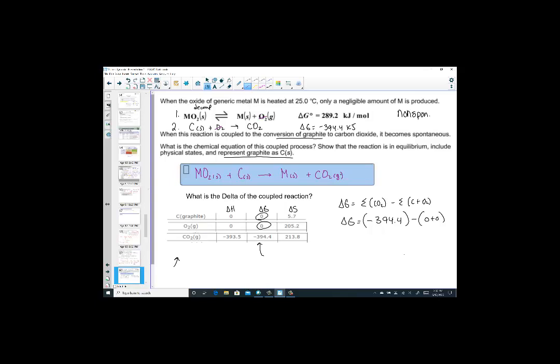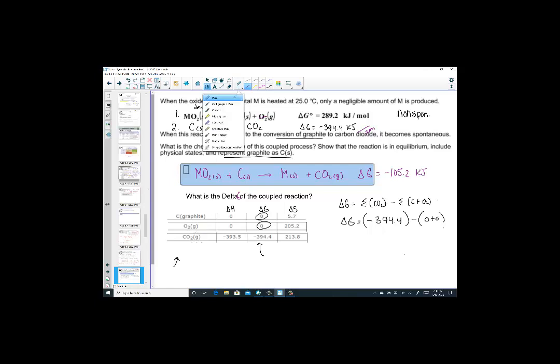When we couple the reaction, what is the delta G of the overall process? Well, since we added the two reactions up above, adding equation 1 and equation 2, I'm just going to sum these two values. A positive 289.2 plus a negative 394.4, and I find negative 105.2. And that comes out as a kilojoule for Gibbs free energy.